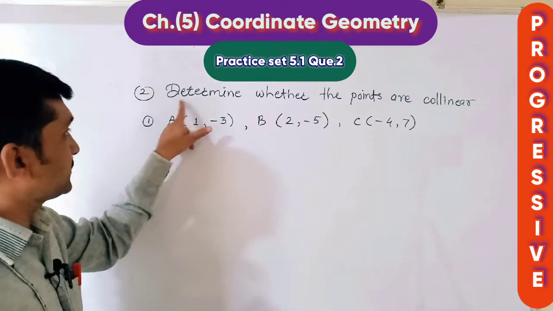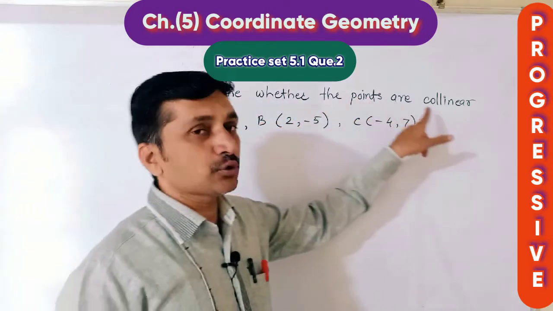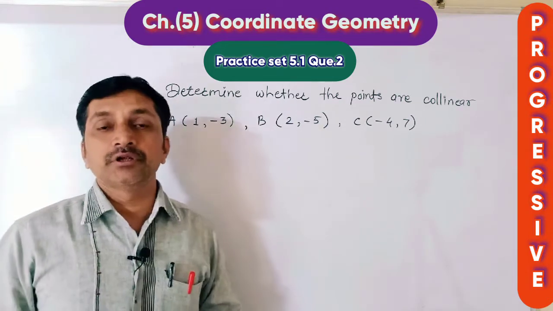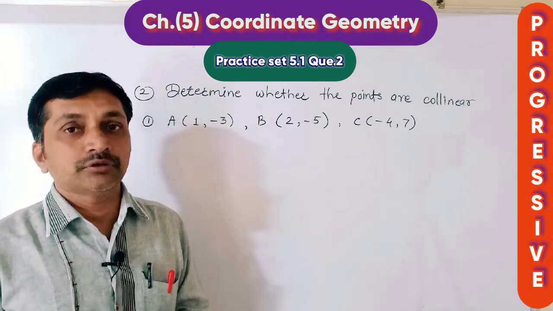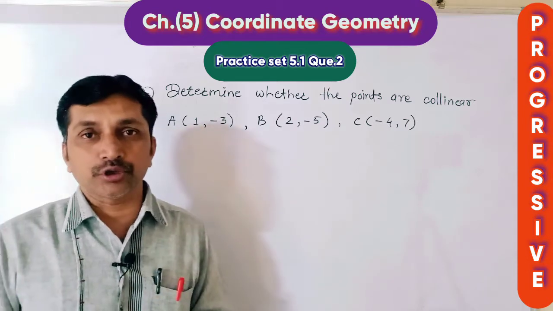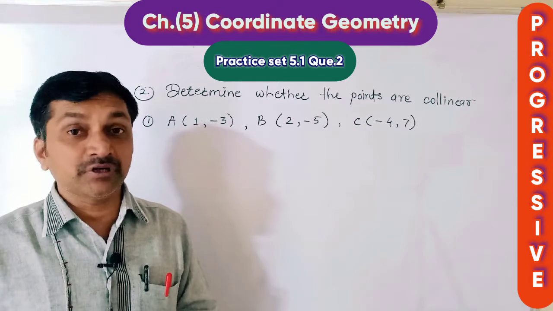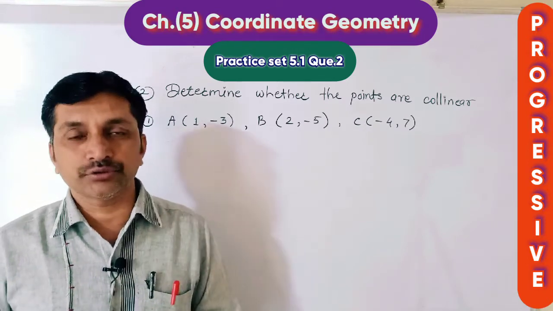Question number 2 is: determine whether the points are collinear. Here 3 points are given, A, B, C, and their coordinates are given. Then we have to find out whether these points are collinear or not. Collinear means these points should lie on the same line. But whether they are lying on one line or not, we have to find out.